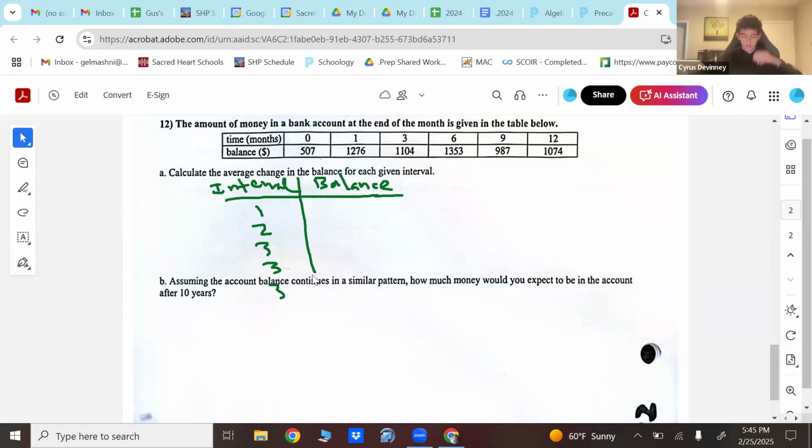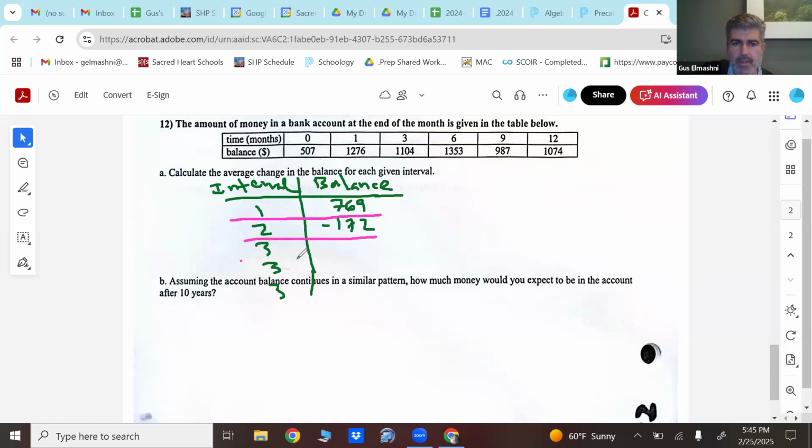Then the change in balance, that's when I need a calculator to do this one. I don't feel like doing this in my head. You had 769, 769, negative 172. And let me partition this so it's easy to read.